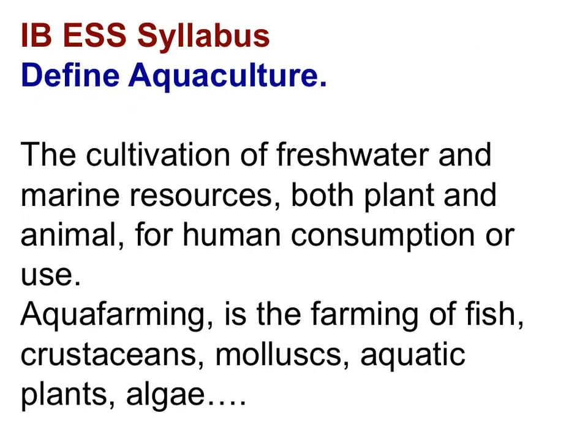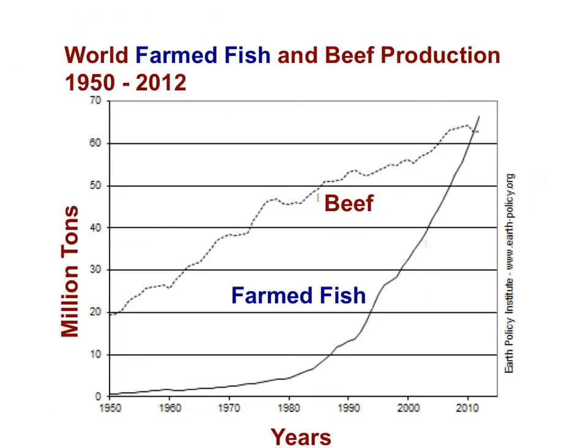Here's a definition of aquaculture. It is the cultivation of freshwater and marine resources, both plant and animal, for human consumption or use. Aquafarming is the farming of fish, crustaceans, mollusks, aquatic plants, and algae. You'd probably be surprised to learn that farmed fish production has nearly eclipsed beef production in tons harvested per year.